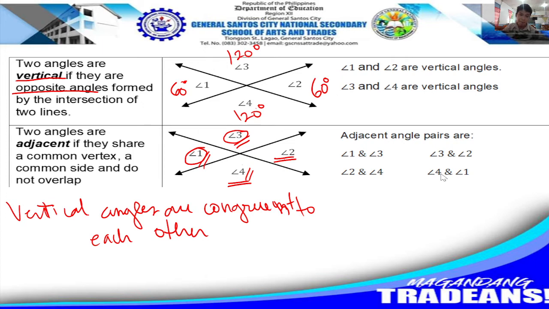Magkatabi po sila. Now, si angle 1 ba and angle 2 are adjacent angles? Of course, they are not. Nagtalikdanay sila, they are opposite to each other, therefore, they are called vertical angles. Okay? Angle 1 and 3, angle 3 and 2, 4 and 1, 2 and 4. Yan po yung mga adjacent angles na tinatawag.